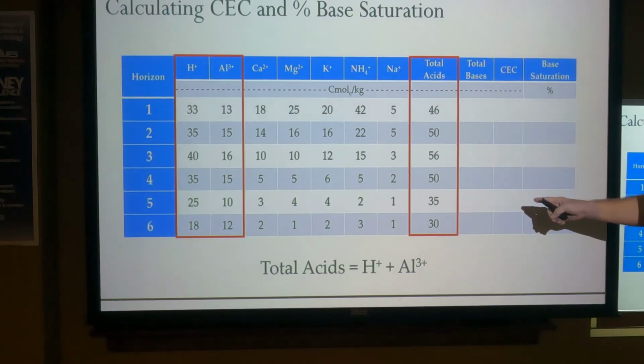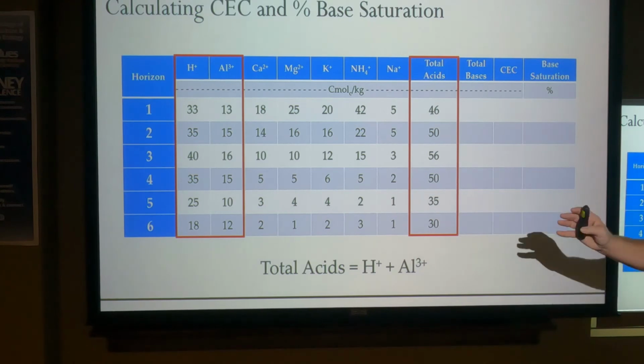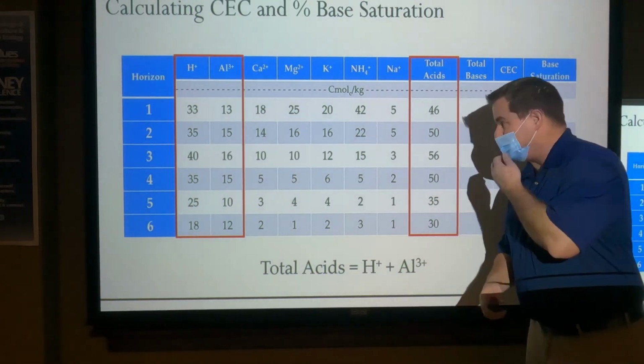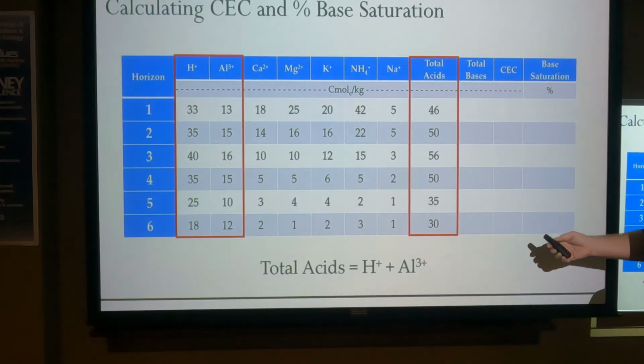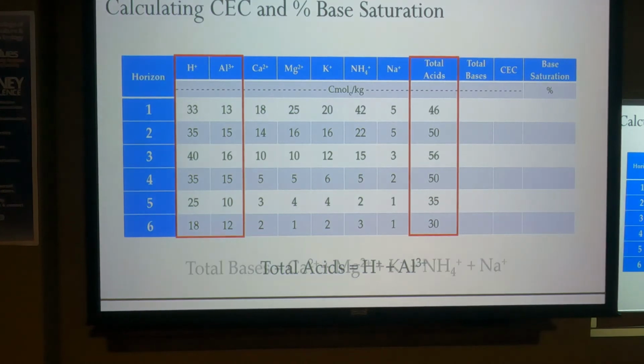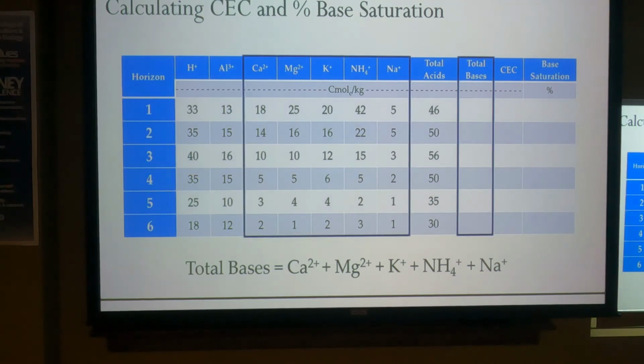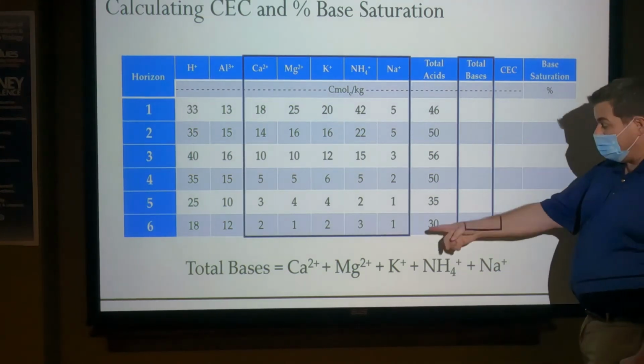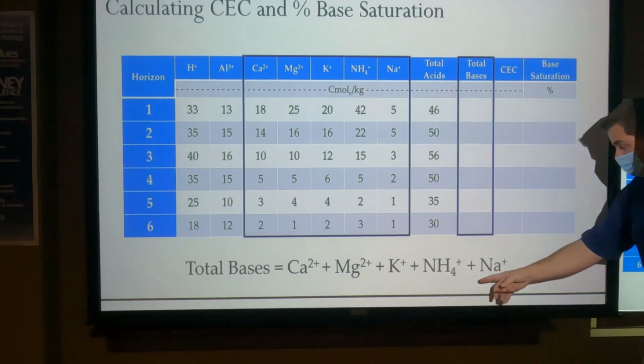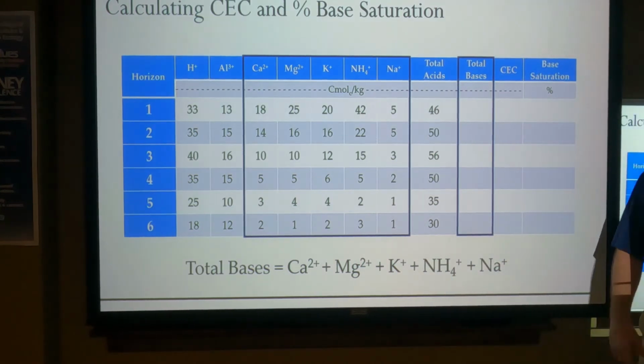Good numbers? Good. Okay, cool. Simple addition. I like to keep it very simple. All my math is simple, and I'll walk you through it very easily. Next, we're going to calculate the total bases, which are calcium, magnesium, potassium, ammonium, and sodium.